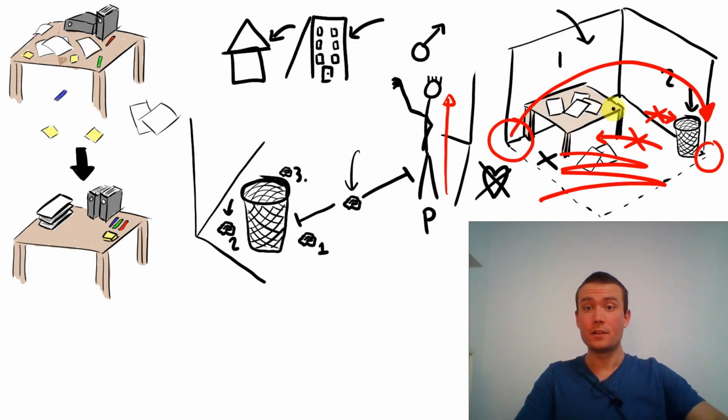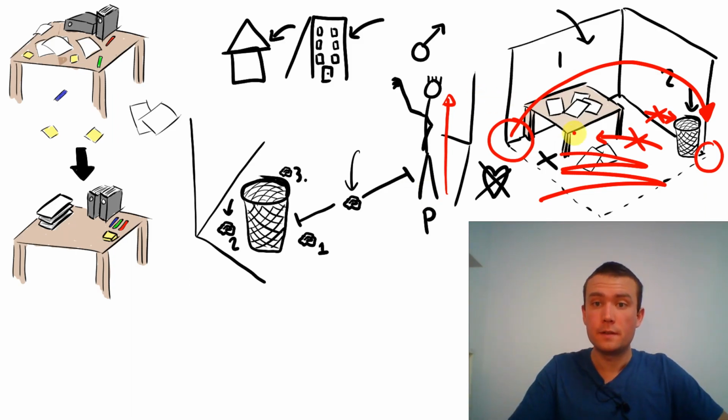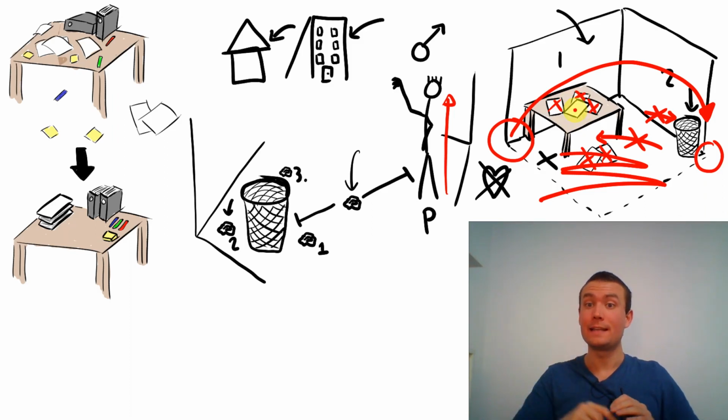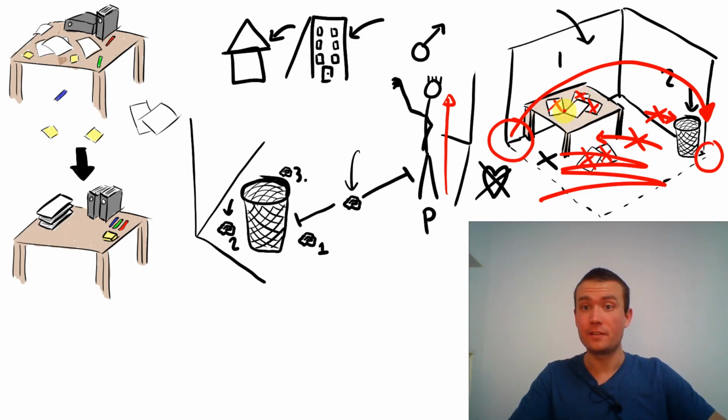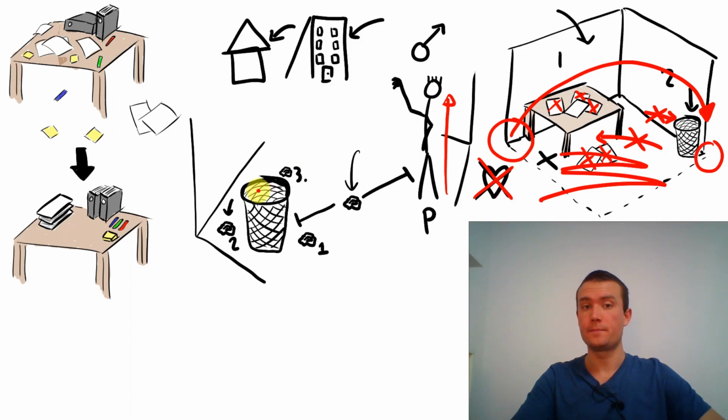There's only one sheet of paper left on the desk. Philip has looked at all the sheets of paper except for one. There's one left. This last sheet of paper, Philip doesn't want. He doesn't want it. So he throws it towards the bin. The last sheet of paper goes into the bin.